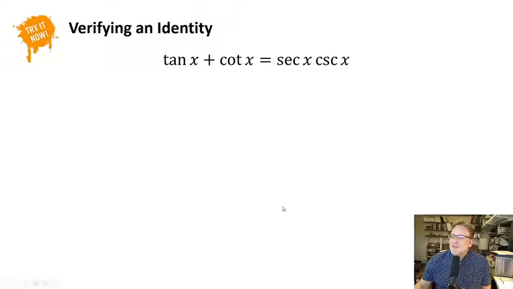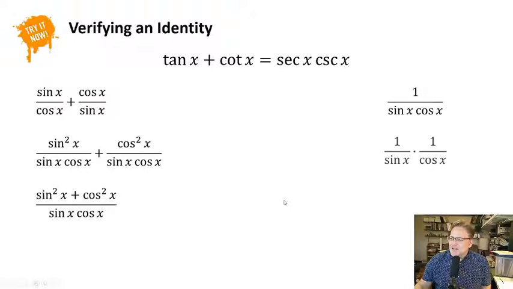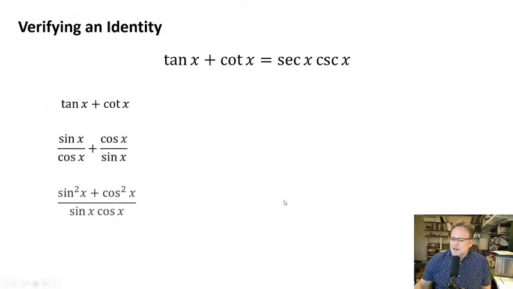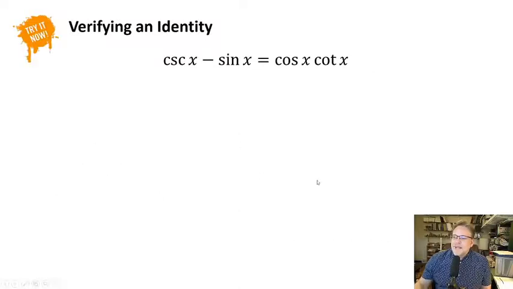So here's an example of something that's actually very similar to it. I think I've made a mistake here, and that this is exactly the same as the one before. Actually, I'm going to have you do this one here next. Cosecant x minus sine of x is equal to cosine x times cotangent of x. Take some time for that.